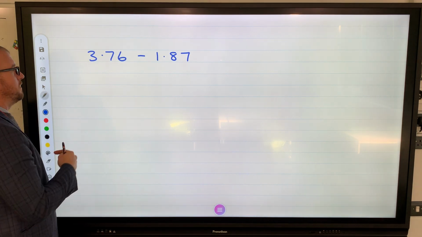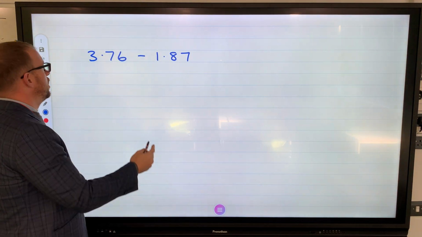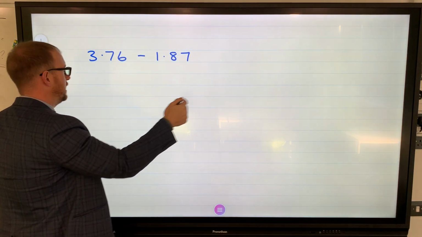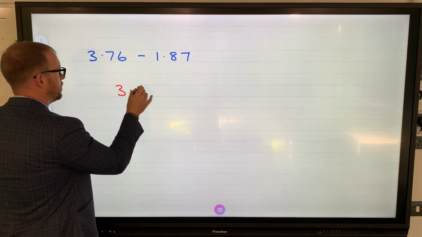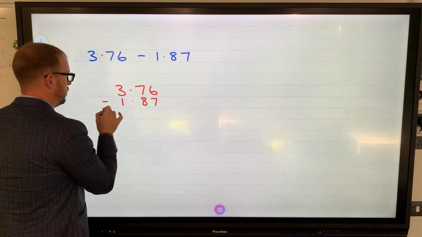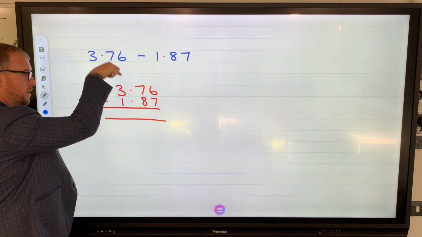So we'll use that as a bit of advantage to us. We can see it happening in everyday life. Numeracy questions. You can imagine now I've got £3.76. I spend £1.87. How much do I have left? Those sort of questions. So 3.76, subtract 1.87. You'll notice though, I did it in that order. The first number goes on top.